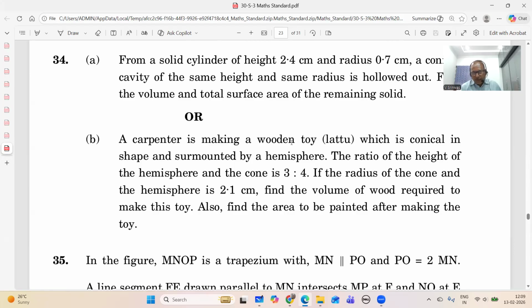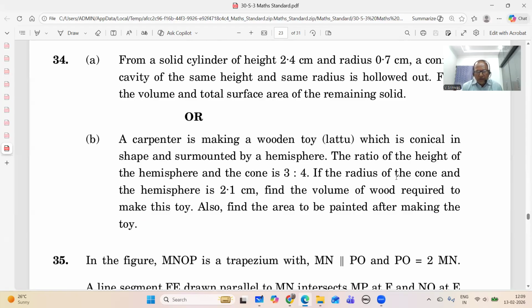A carpenter is making a wooden toy which is conical in shape and surmounted by a hemisphere. The ratio of the height of the hemisphere and the cone is 3:4. The ratio of the height of the hemisphere to cone. So the cone's height is larger. Okay, if the height of the hemisphere is 3K, this is 4K, for K positive. Then the height of the cone is longer.